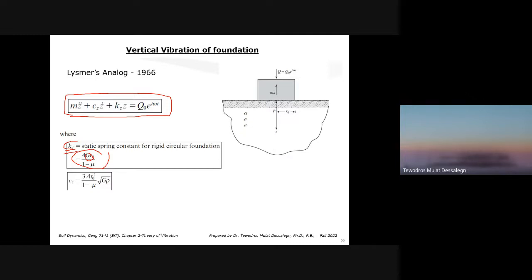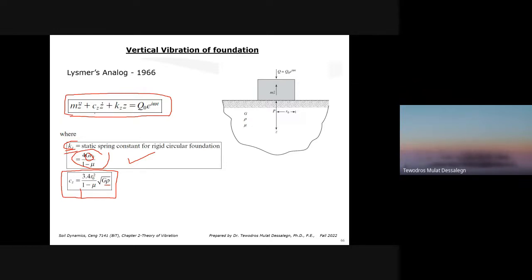So the stiffness of the soil, for a vertical stiffness, you can use this equation to find it for a circular foundation. If you have a rectangular kind of foundation, you can equivalently change that rectangle to a circular foundation and still use the same equation. And the damping, you can use this equation. These are empirically developed. 3.4 times R naught squared. R naught is the radius of that foundation block. Square root of G, and this is the density of the soil. So using the soil properties, you can find these constants.